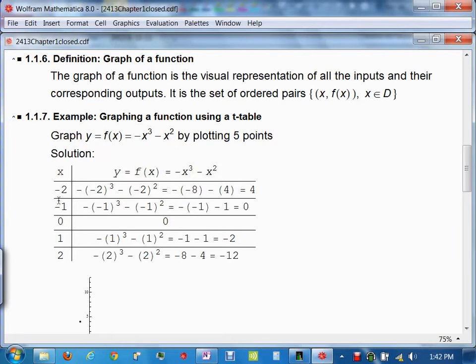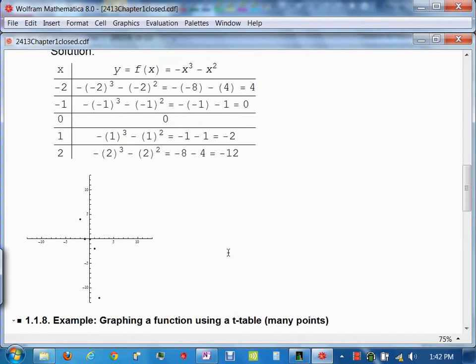So if I plug in an x, and I just picked -2, right? I could have picked anything I wanted, but I picked -2. All I have to do is plug -2 in here, and it would spit out 4, right? Then I could plug in -1, it would spit out 0. If I plug in 0, I get 0. If I plug in 1, I get -2. If I plug in 2, I get -12, right? If I plot those 5 points, this is what I get, right?